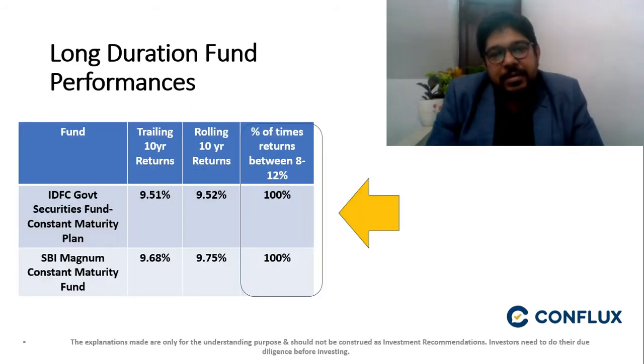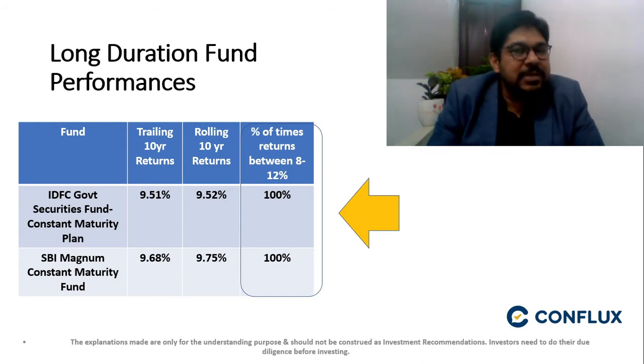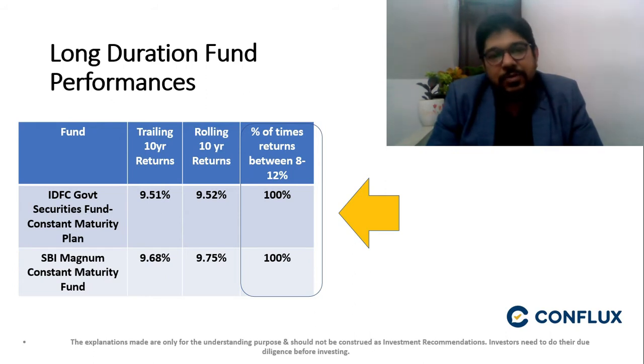So what I've done over here, and by no stretch of imagination, please understand these are not investment recommendations. I've just pulled up data of particular schemes which fall into these categories. I'm trying to throw numbers and prove how these funds fit into the scheme of things. So I've pulled up schemes floated by IDFC Government Securities, and the other is SBI Magnum Constant Maturity Fund. If you look across, there are 3 columns: the trailing returns, the rolling returns or the average returns, and the probability factor in the last column.